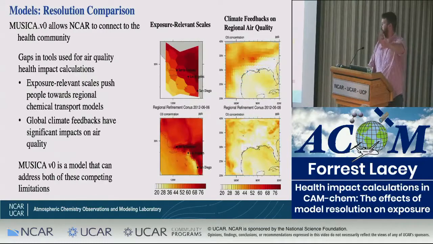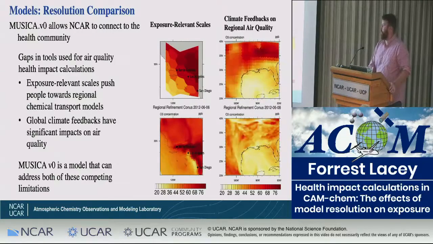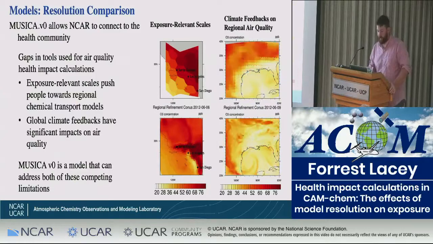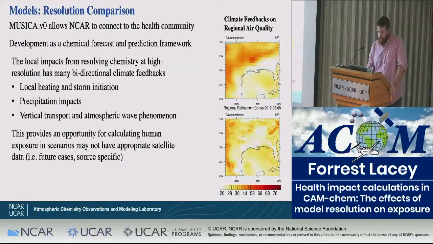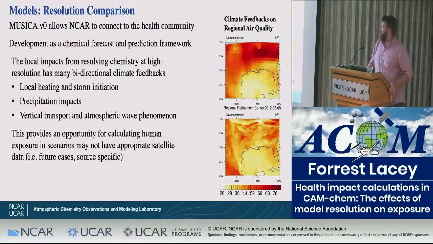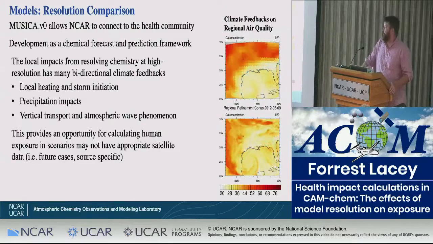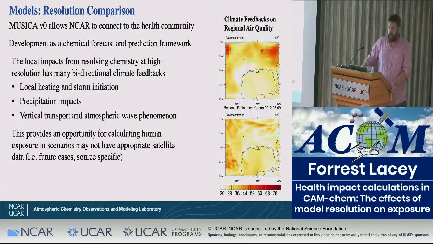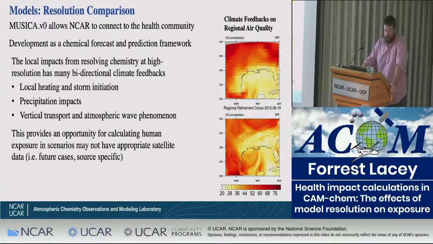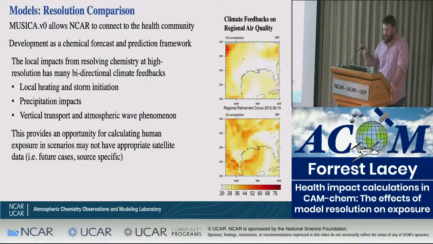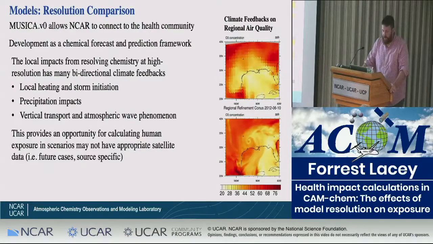So this model currently addresses both of the limitations that we need for health impact calculations. And the overall goal that we have with the model is to develop this as a chemical forecast and prediction framework that captures all of these different things. And it also provides us the opportunity to calculate human exposure where we may not have the appropriate satellite data, which I highlighted earlier is something that's very important moving forward.